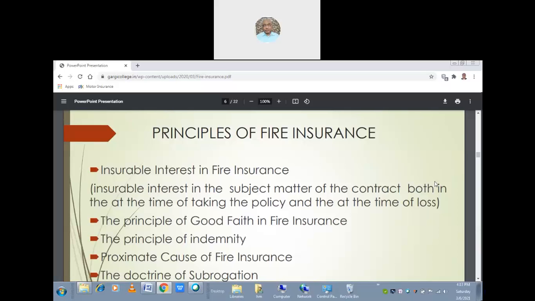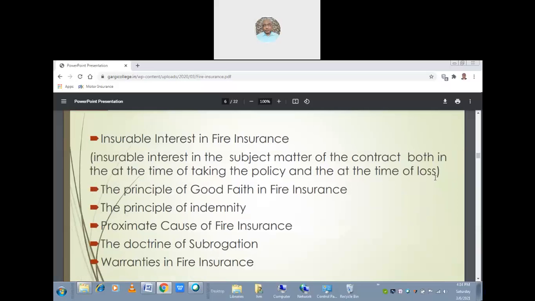The principle of good faith in fire insurance is a common factor. Can you tell me what good faith is? Utmost good faith. Disclose the facts clearly, without suppression of anything. That is called utmost good faith, which should be there from both parties. Then only can a real insurance be purchased or bought. That is the appropriate word.